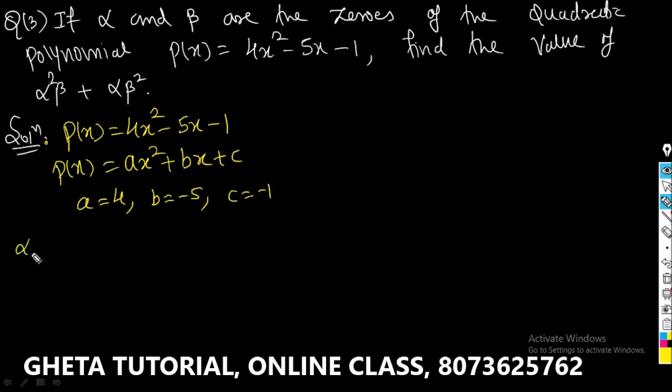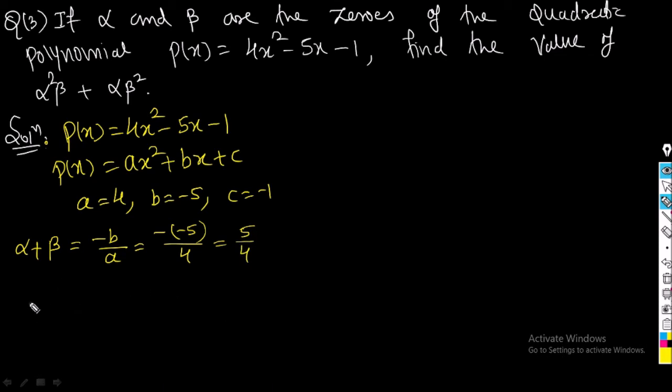So first, the sum of zeros, that is alpha plus beta, is minus b by a. That is minus of minus 5 by a, which is 4. So minus into minus is plus 5 by 4. Alpha plus beta is equal to 5 by 4. And alpha into beta, that is c by a, is minus 1 by 4.